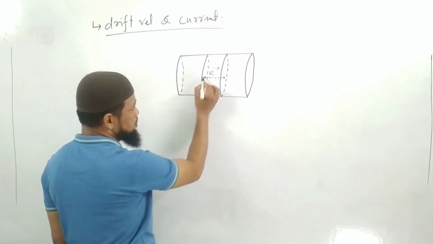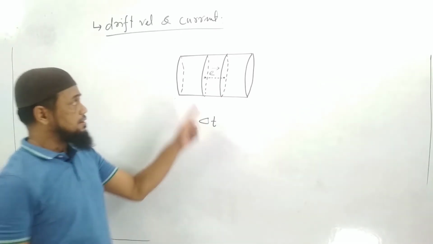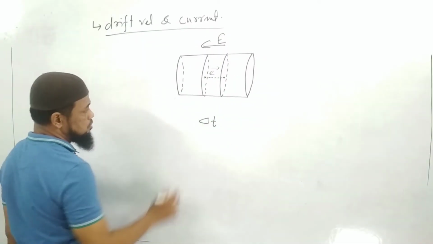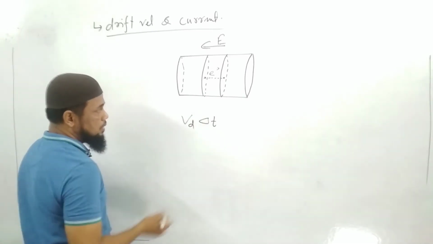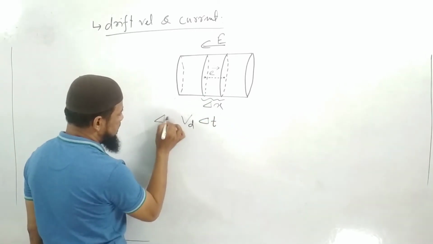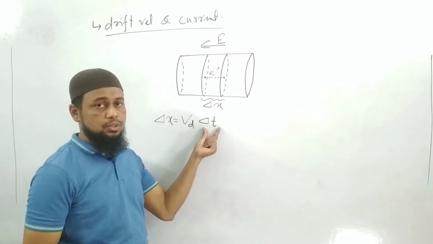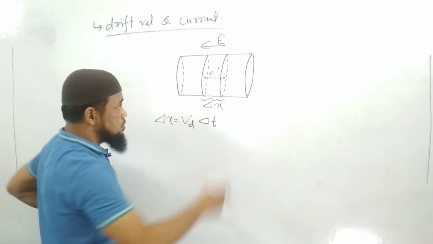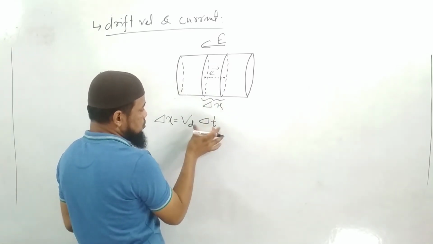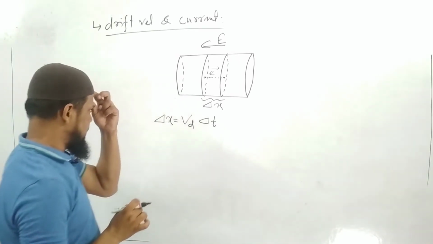Suppose from here to here it takes delta t second, under the action of the electric field. With what velocity will the electrons move? With the drift velocity. So this particular distance, if I call it delta x, will be velocity into time. From here to here the electron takes delta t, so the distance traveled, delta x, is velocity into time.